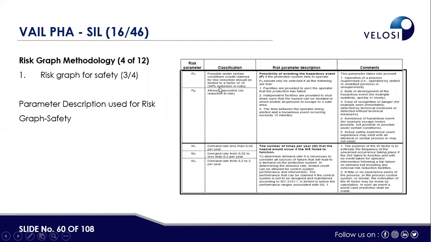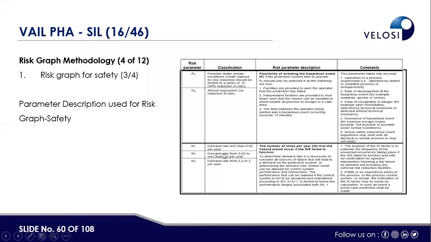And PA and PB mean possible under certain conditions. Credit claim for risk reduction should be limited to a factor of 10. It means that each layer is providing risk reduction of at least factor 10, meaning a PFD of 0.1. And PB means almost impossible, no reduction in the risk.